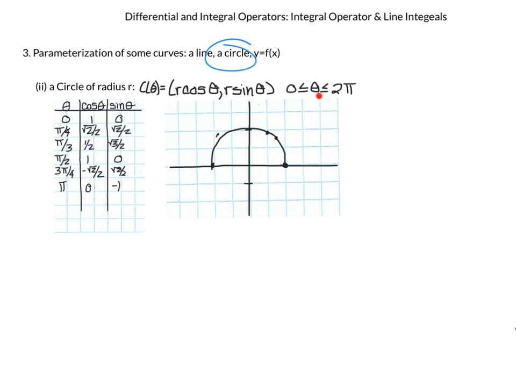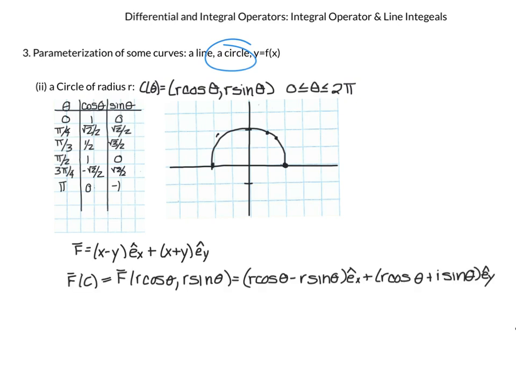So again, here is our parameterization of the full circle. And as you can see, if you wanted only half the circle, you would just stop from theta equals 0 to pi. Or if you wanted this half of the circle, you would only go from theta equals pi over 2 to 3 pi over 4.